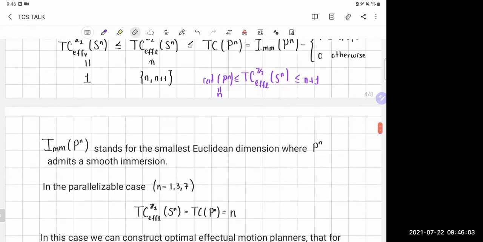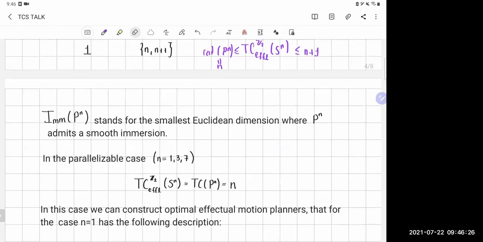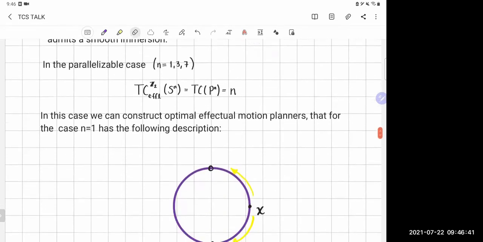We know the answer in the parallelizable case, sorry. So n equals 1, 3, and 7. And in this case, the effectual TC agrees with the standard TC of the projective space, which equals n. We believe that these three special cases are the only ones having this behavior. In this case, we can construct optimal motion planners that for the case n equals 1 have the following description.